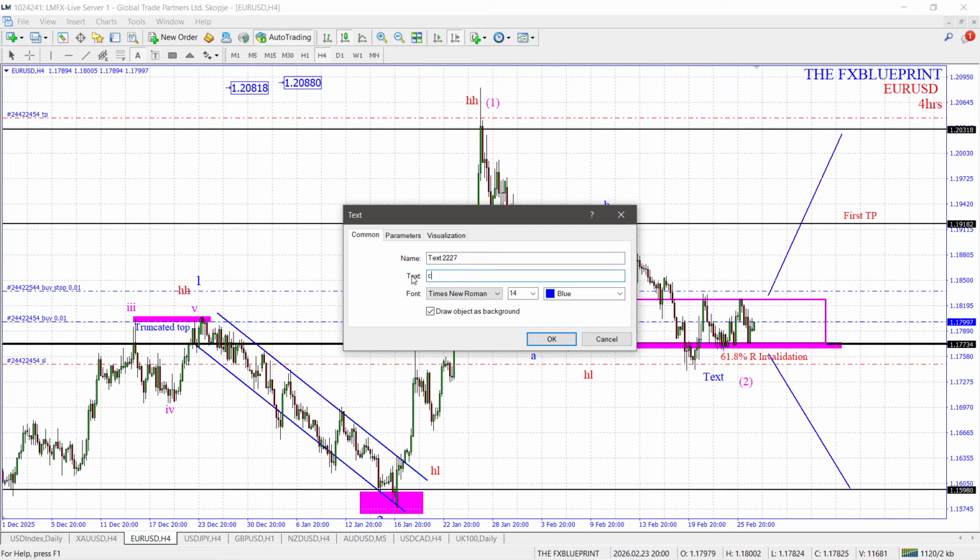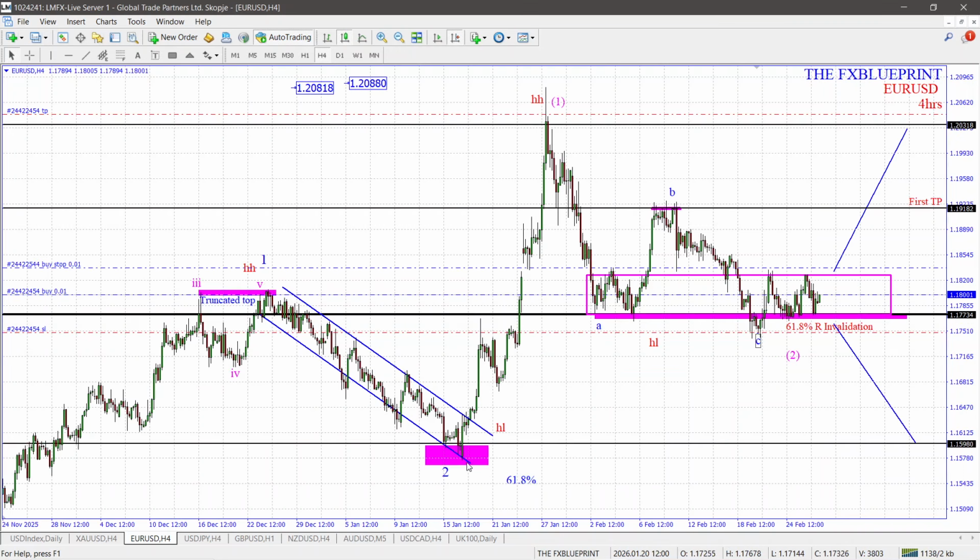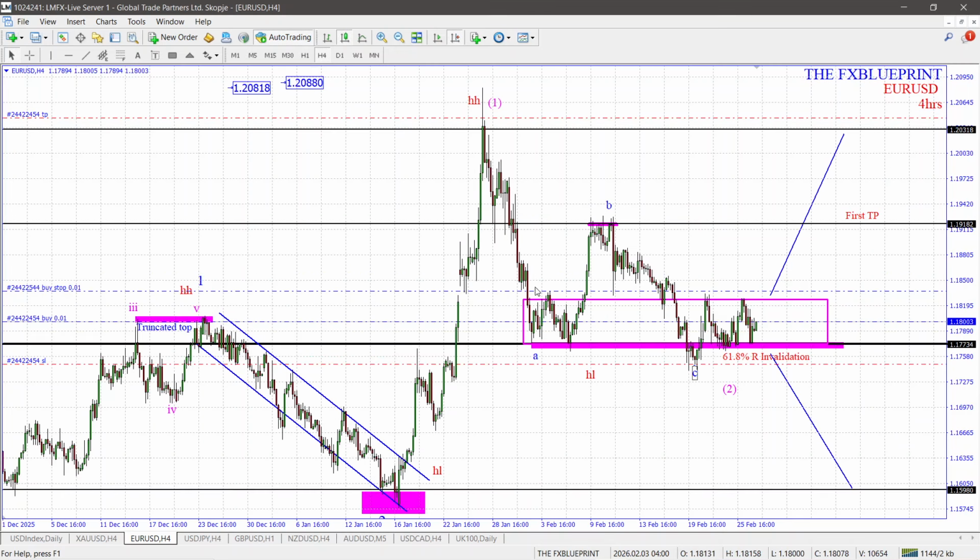So what does this mean? A, B, C is within wave what? Wave 2. The wave 2 of what? Of pink. Right? Wave 2 of pink is within what? Wave 3, which is currently being constructed of what? Of wave what? Of the blue. Wave 3 of the blue.